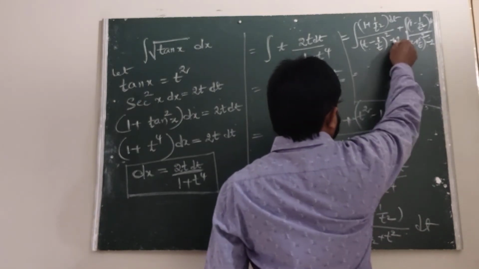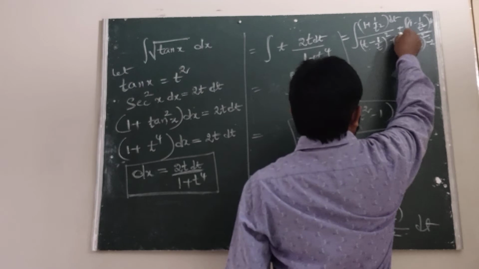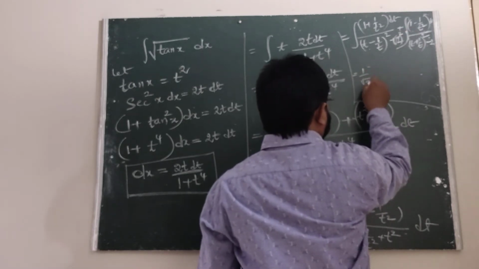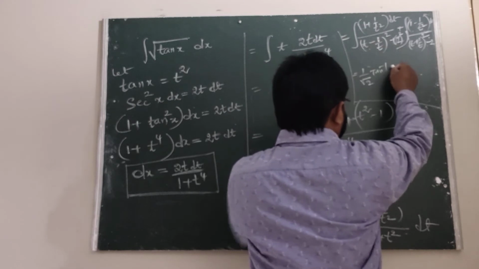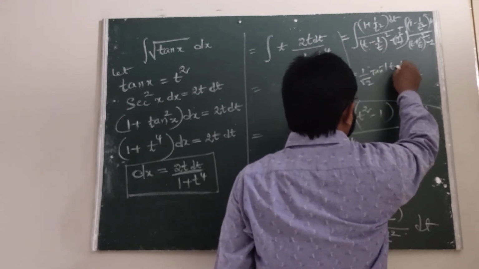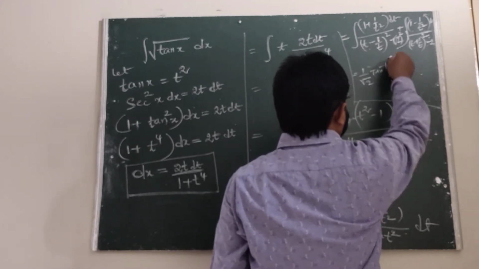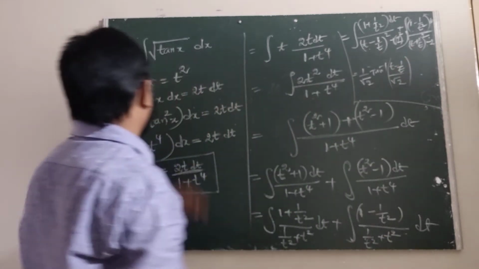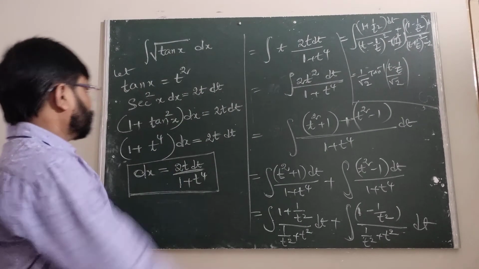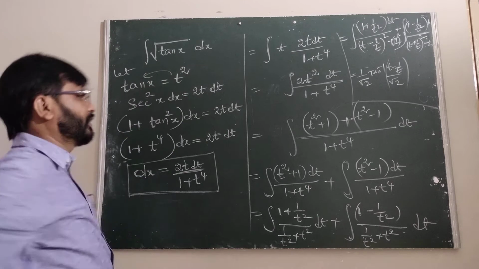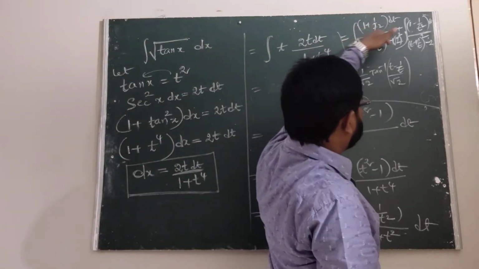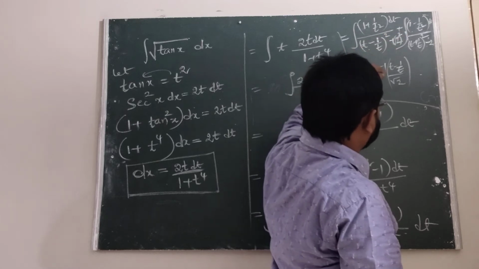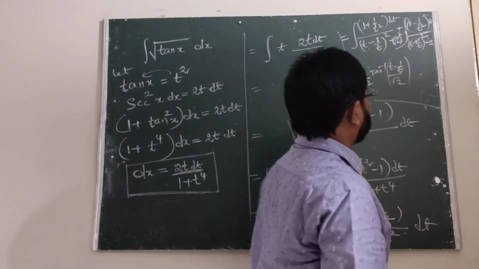Here a is root 2, so we write root 2 whole square, 1 by a tan inverse of x by a, that is t minus 1 by t by root 2. Is it clear? What is the t here? t is root of tan x. How to write this one? dy by y square plus a square is 1 by a tan inverse of y by a, where y is t minus 1 by t.